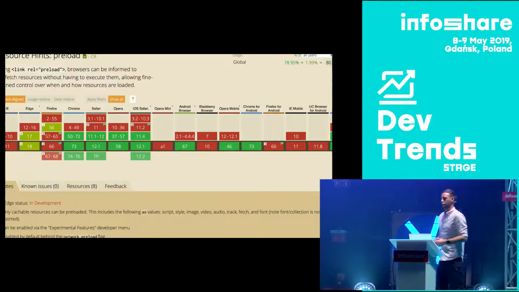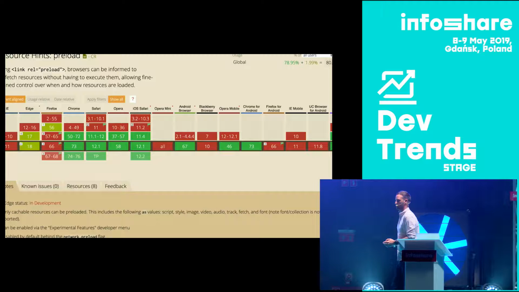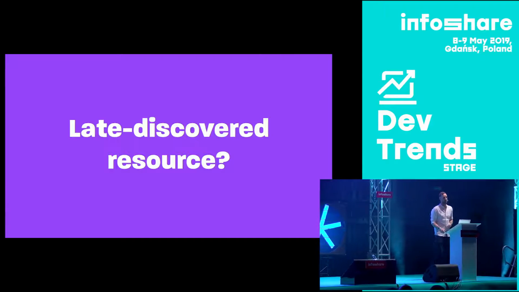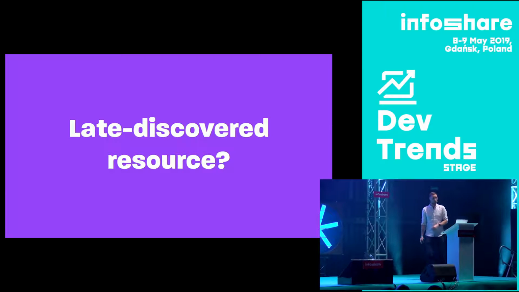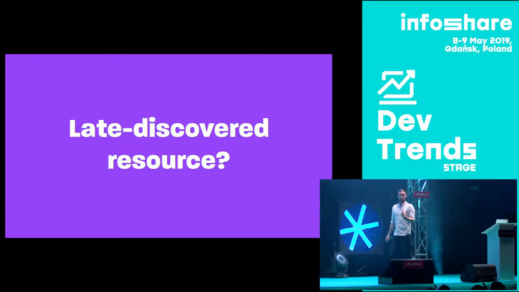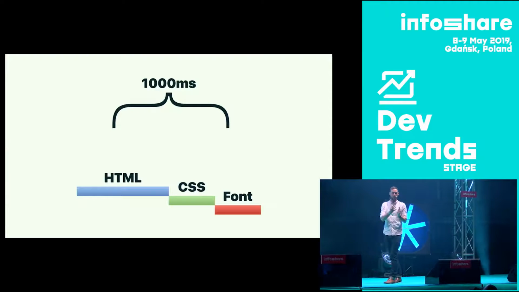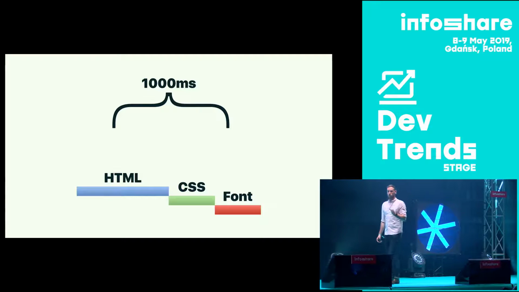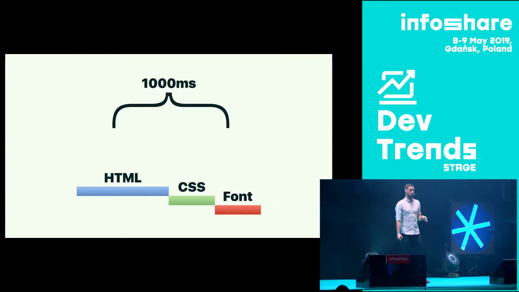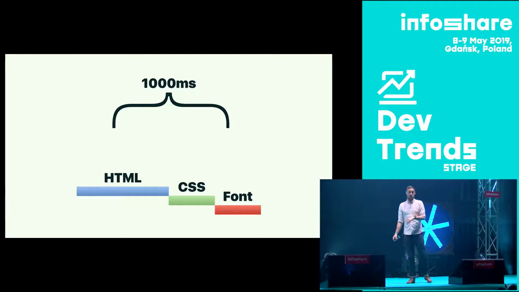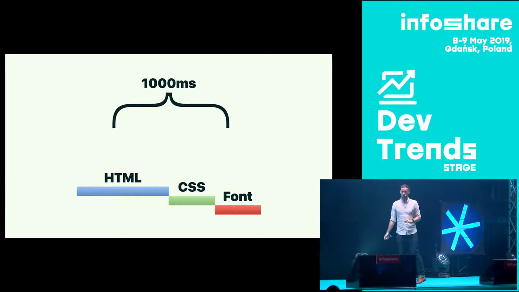So what is a late discovered resource? I keep saying this, late discovered resource. What does that even mean? I think one of the best examples of a late discovered resource would simply be a web font. To download a web font, we need to download some HTML, which in turn downloads some CSS. Then we build the render tree, and it's not until the render tree has been fully constructed that the browser knows it needs the font. So the font sits at the end of what is called a long request chain. This font is a late discovered resource.